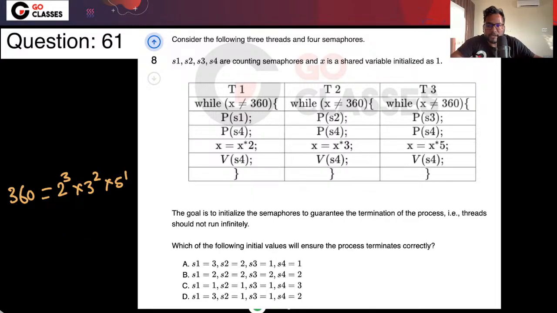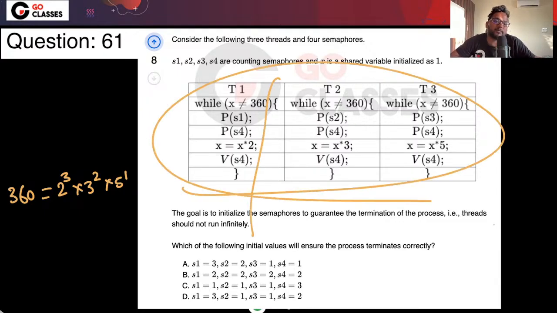So you just need to make sure that x is not equal to 360, which means that out of this, x should be 360. Out of all of the computation, you should be setting the values such that x should be 360, out of all of this loop, because you want to basically make this condition false. Okay, you want to make this condition false. So that is why x should be 360.